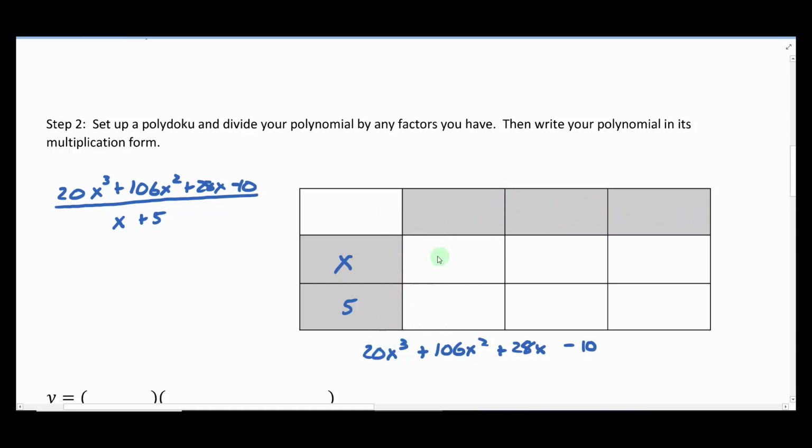We're going to take that 20x cubed. It goes in that first box here in the upper left-hand corner. And we start working our Polydoku. So we got x times something gives me 20x cubed. Well, that's got to be 20x squared. And then we multiply it down.